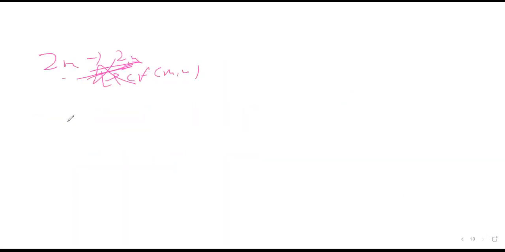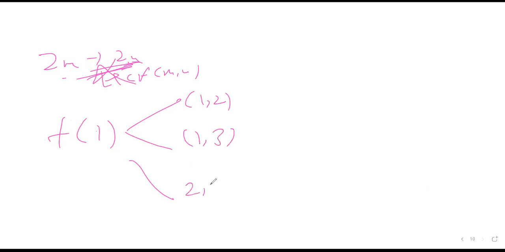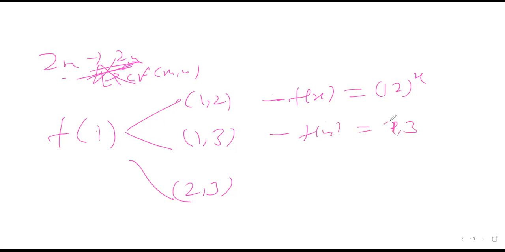Now how many elements are there of order 2? Okay, order 2, there are 3 elements, right? So there will be 3 permutations. The elements are (1 2), (1 3), and (2 3). So the homomorphisms will be F(x) is equal to (1 2) to the power x, F(x) is equal to (1 3) to the power x, that is multiplying x times, and F(x) is equal to (2 3) to the power x.